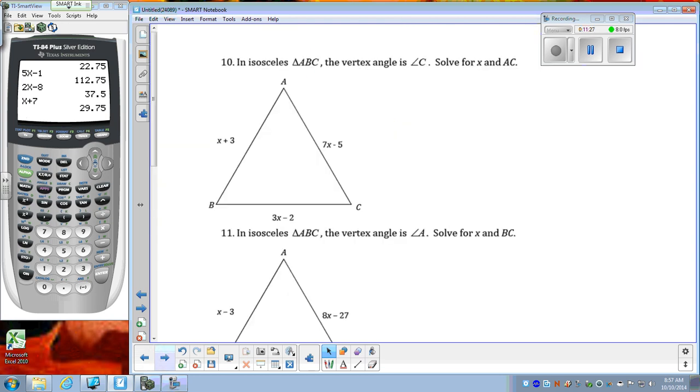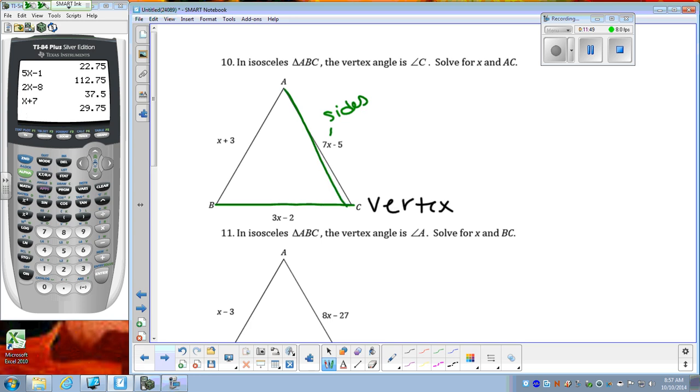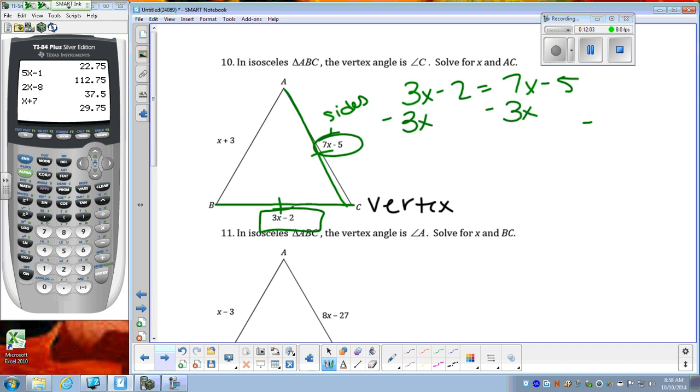Number 10 is an isosceles triangle where the vertex angle is angle C. So here's my vertex. Now we know that the vertex angle is made by the two congruent sides. So since I have all side lengths here, I know that BC must be congruent to AC because those are the two sides that make up angle C. So I know that 3x minus 2 has to equal 7x minus 5. Solve for x.